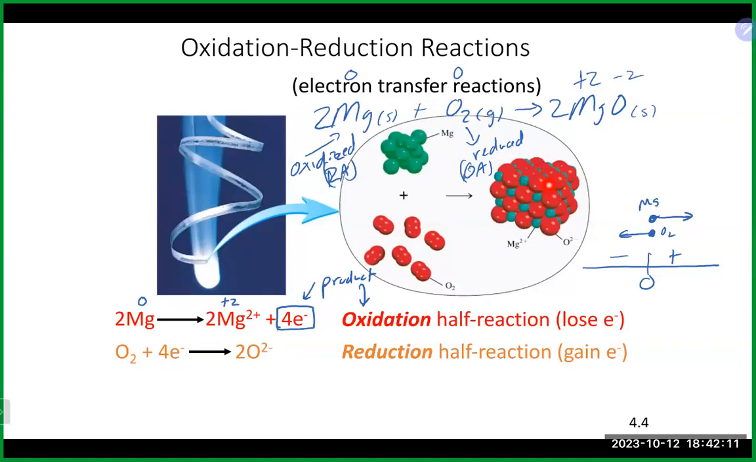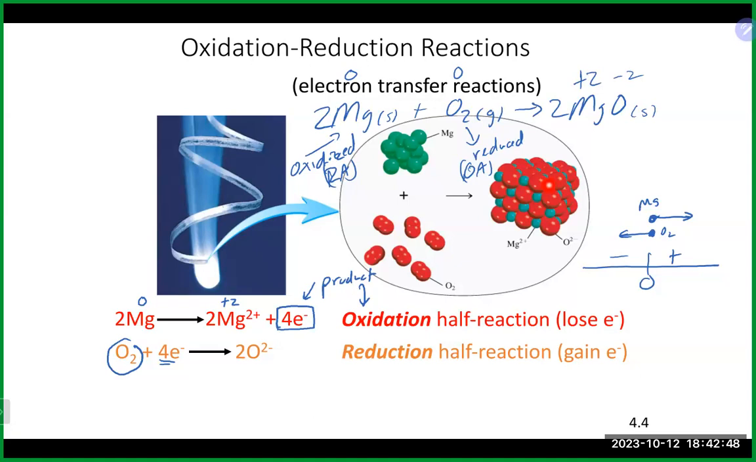Why is it 4 electrons? There are 2 magnesiums, right? So each magnesium makes a +2 charge, which means it loses 2 electrons. And since there are 2 of them, it's going to be a grand total of 4 electrons that are lost, 2 from each of the magnesiums. On the other side here, we have the oxygen, which is going to pick up the same 4 electrons. So the electrons should always be balanced, because whatever electrons somebody loses should be the same amount of electrons that somebody gains. It's the same reasoning here.